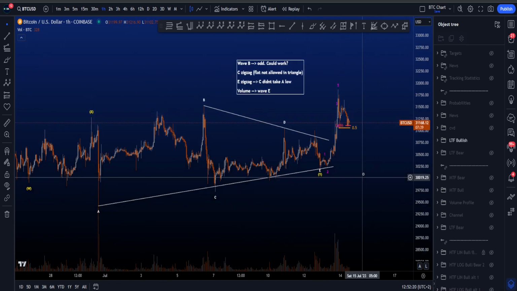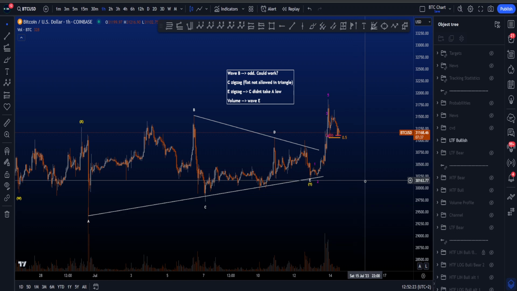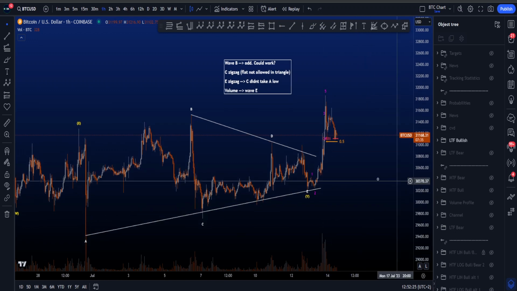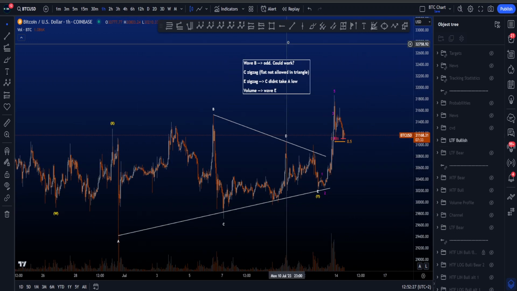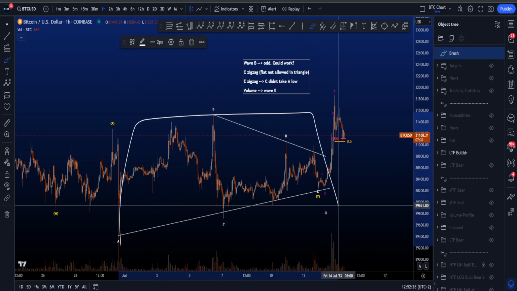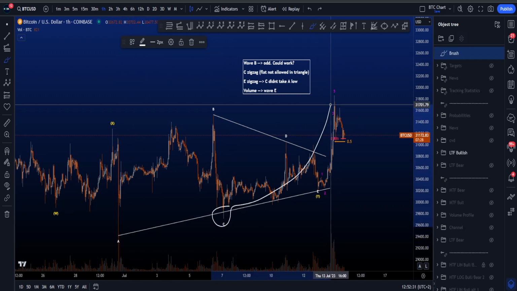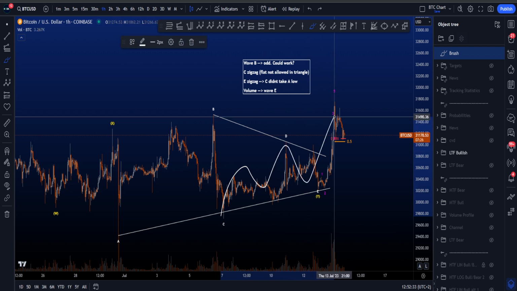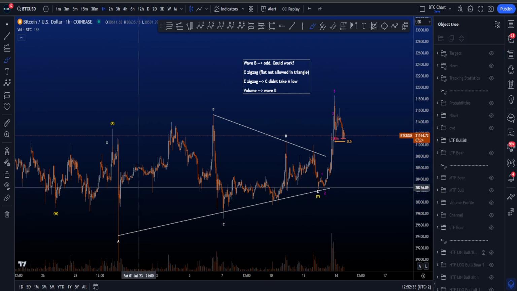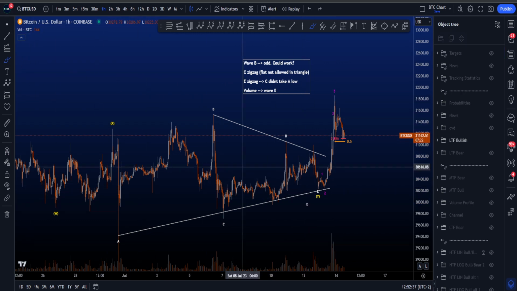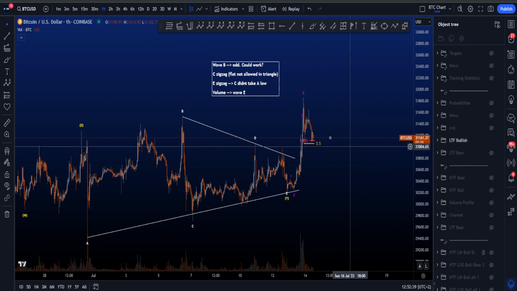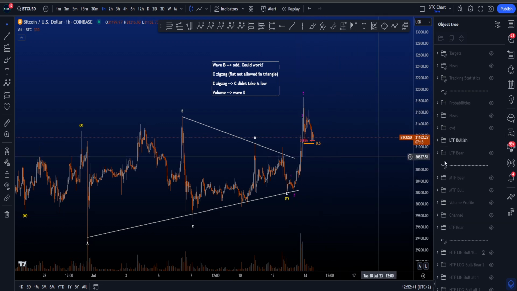So there's a couple of things that I don't really like about this triangle that hopefully I explained to you, which, in general, this structure is very, very weird to count. From here, an impulse to the upside in a 1, 2, 3, 4, 5 just doesn't work. So this triangle might then be a potential solution. But then again, how price is going to come down is going to decide everything for me.